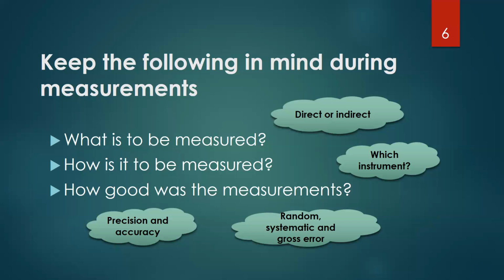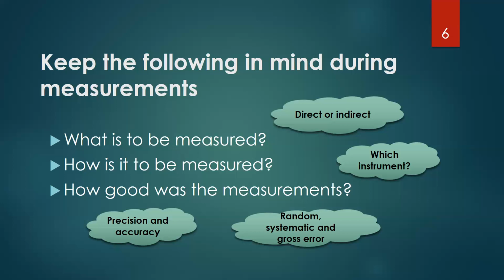Precision is related to repeatability, how much we can repeat the measurement, and how close these data are to each other. And accuracy means how close the measurements are to what they should be.